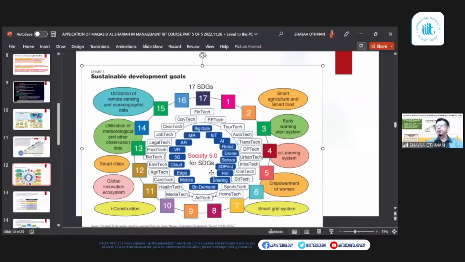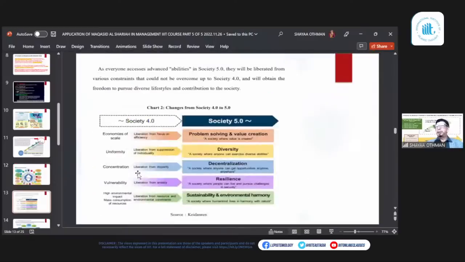So these are the society-wide Society 5.0 advocated by the Japanese industry and Japanese government together to achieve this SDG. Actually, SDG is basically to solve problems, to change society from 4.0 to 5.0, and to liberate certain elements that society is facing in Society 4.0. Society 4.0 is basically a digital information society, as well as an industrial society.